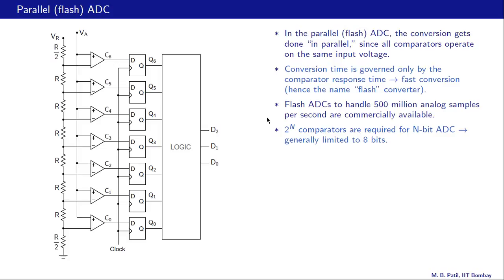What is the disadvantage? We need 2^n comparators, strictly speaking 2^n - 1, for an n-bit ADC. Here we have n equal to 3 and we require 7 comparators, which is 2^3 - 1. So as n grows, this number becomes very large, impractically large, and therefore these parallel or flash ADCs are generally limited to 8 bits.